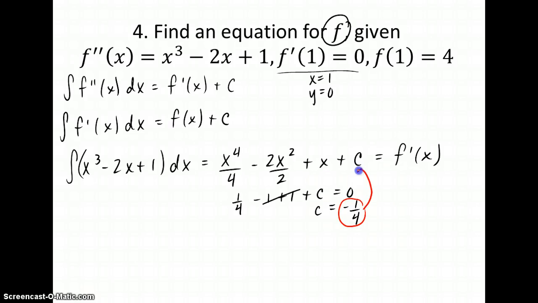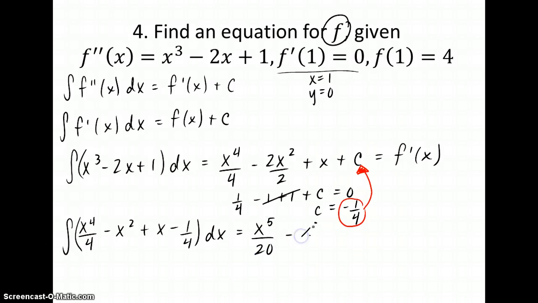So now when we want to find f of x, we're going to integrate f prime, x to the 4th over 4, minus x squared, plus x, minus 1/4. Power rule, add 1, divide by the new exponent, minus 1/4 x plus c. So this is f of x. And now using our initial condition into f of x, when x equals 1, y equals 4.